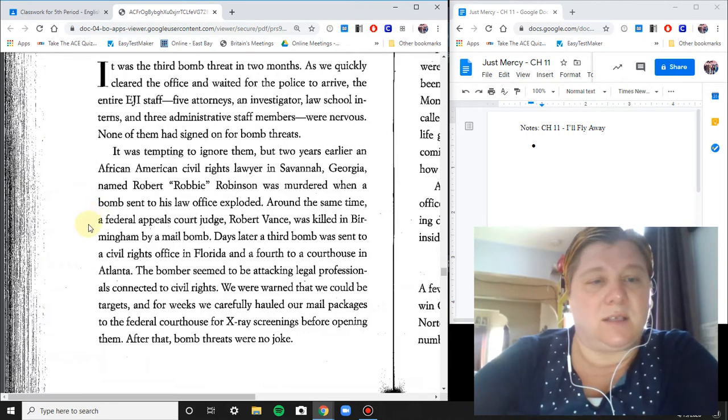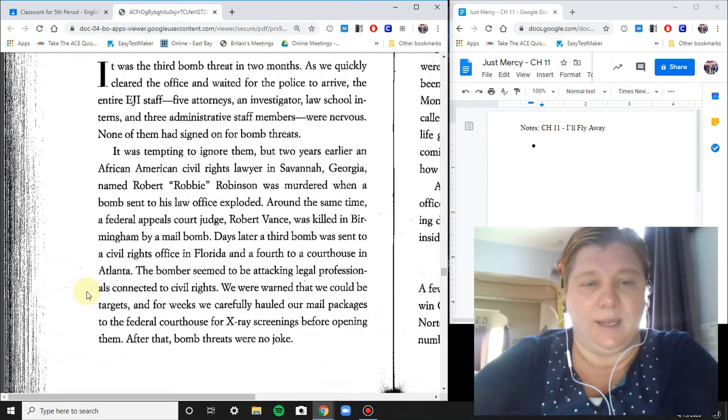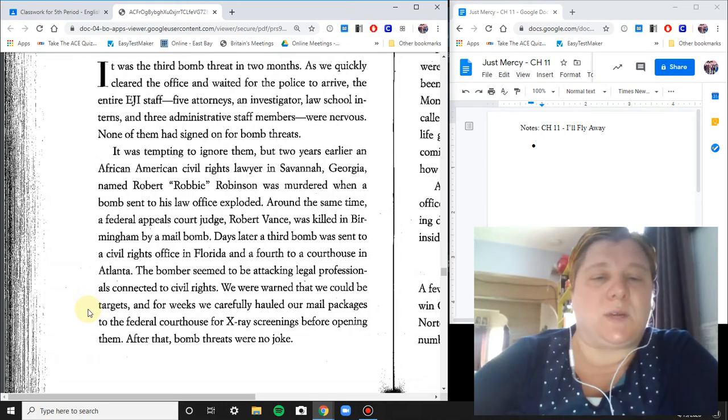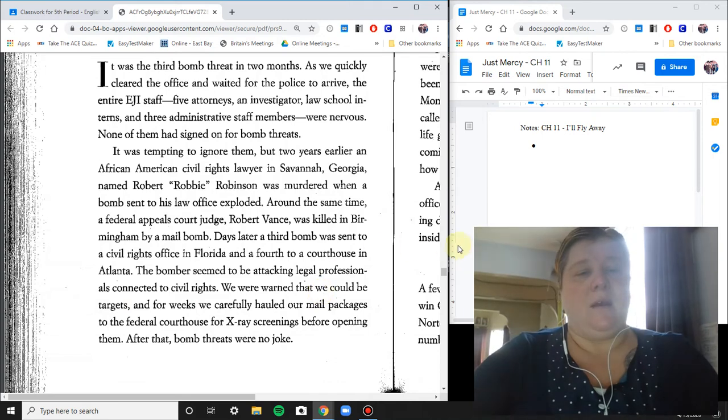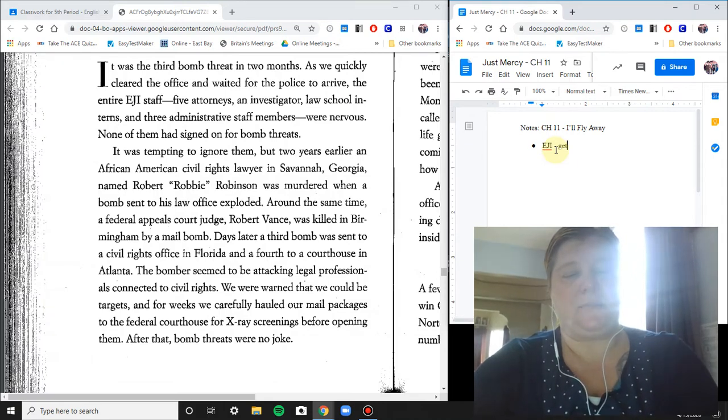Around the same time, federal appeals court judge Robert Vance was killed in Birmingham by a mail bomb. Days later, a third bomb was sent to a civil rights office in Florida, and a fourth to a courthouse in Atlanta. The bomber seemed to be attacking legal professionals connected to civil rights. We were warned that we could be targets, and for weeks we carefully hauled our mail packages to the federal courthouse for x-ray screenings before opening them. After that, bomb threats were no good joke, so EJI getting bomb threats.